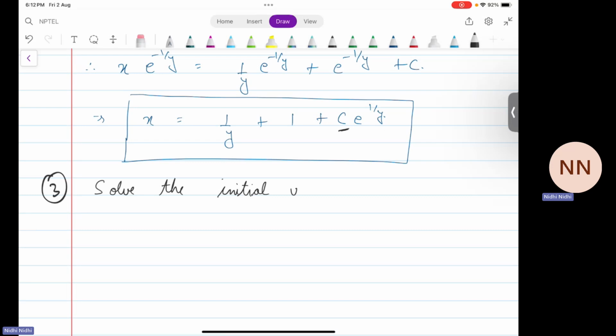Solve the initial value problem. x square y cube plus 2xy dy is equal to dx with the condition y at 1 is equal to 1.